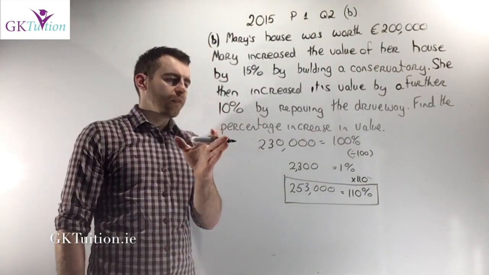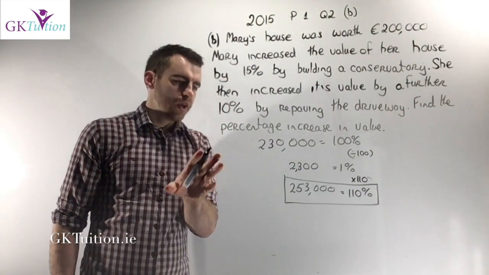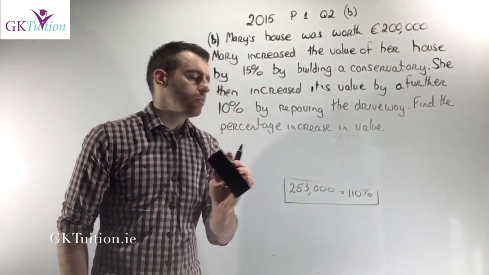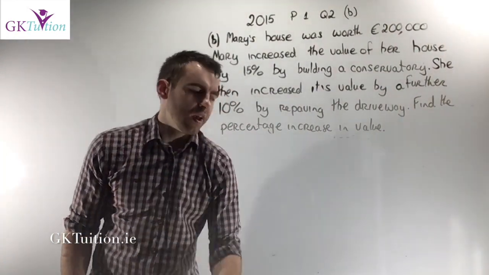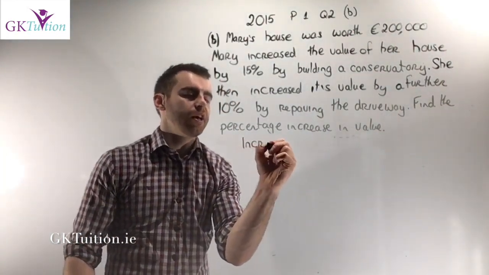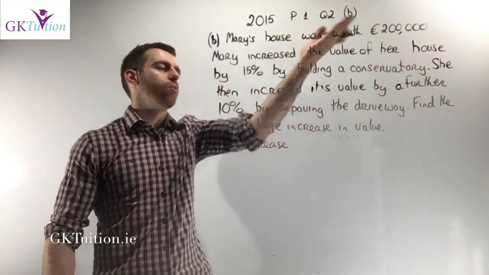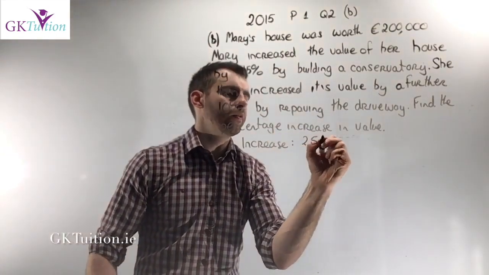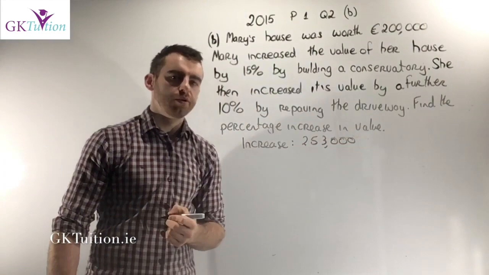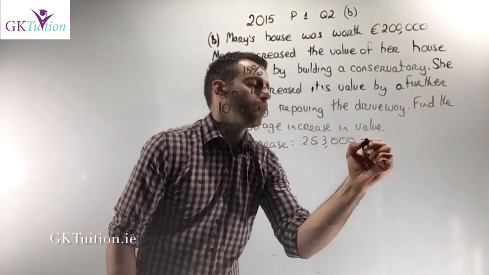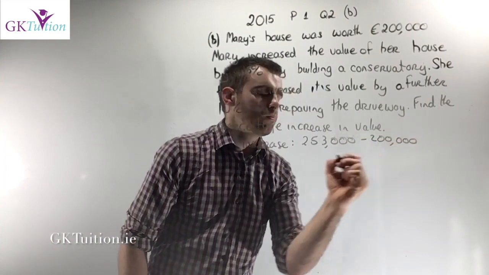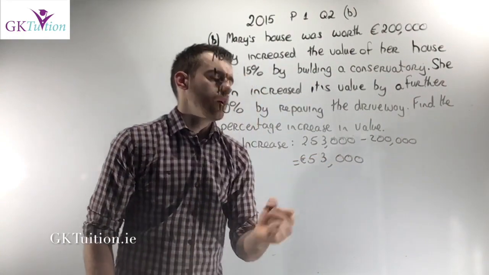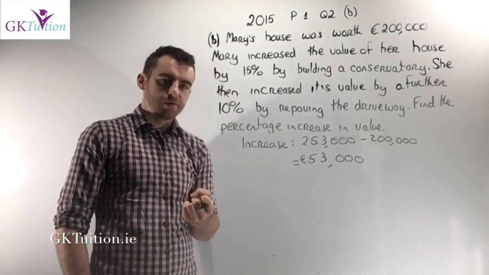And in this case, I was asked to find the percentage increase in the value. To work out the percentage increase, we've already looked at one of these as well. The first thing I'll do is work out how much it has increased by. To work out the actual increase, it's the amount of money the house is worth minus what it was originally. After all of these renovations, Mary's house is worth 253,000. If Mary's house is worth 253,000 and it was originally worth 200,000, I can work out that her house has increased in value by 53,000.